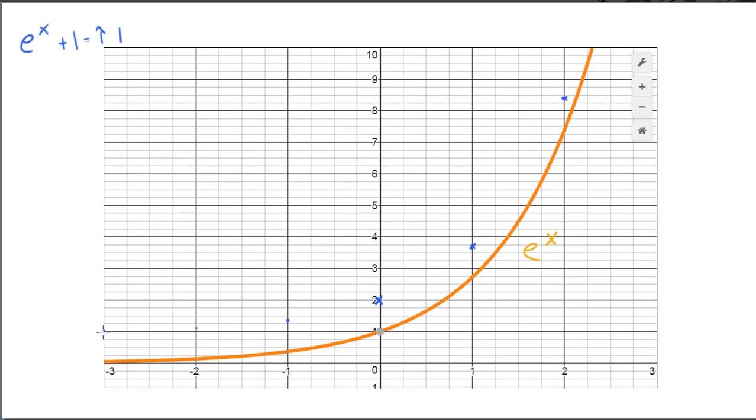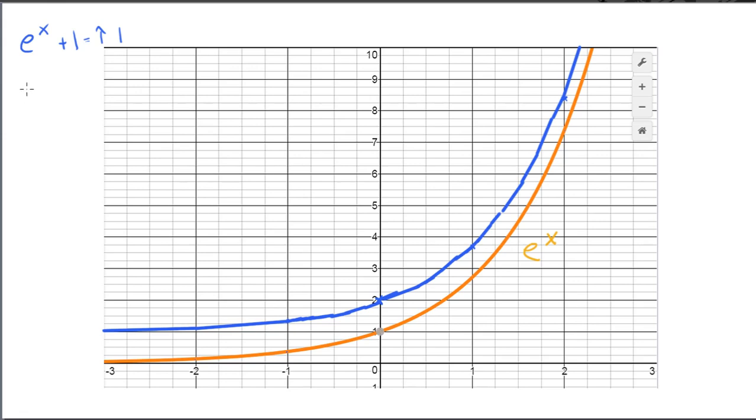So let's see if we can draw this. It's pretty hard to draw these curves, especially freehand. But I think we can give it a pretty good shot, and we at least know what's going to happen. Well, that's not too bad for e to the x plus 1.